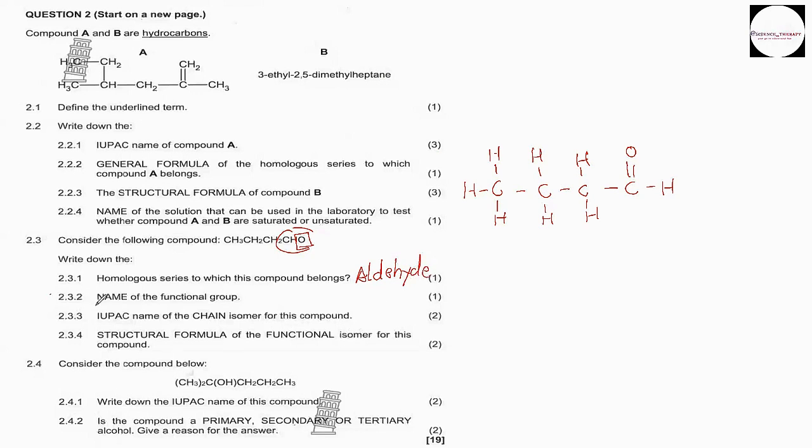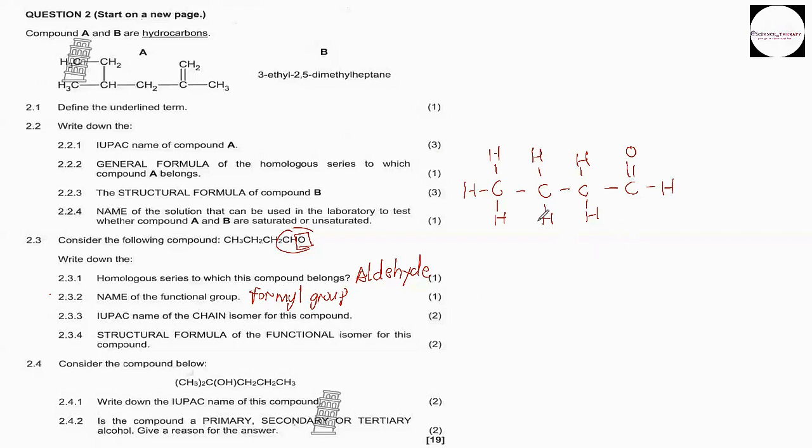Then 2.3.2 says name of the functional group. What is the name of the functional group of an aldehyde? We know that we call it a formyl group, right? It is called formyl group. Then 2.3.3 says IUPAC name of the chain isomer for this compound. IUPAC name for the chain isomer.